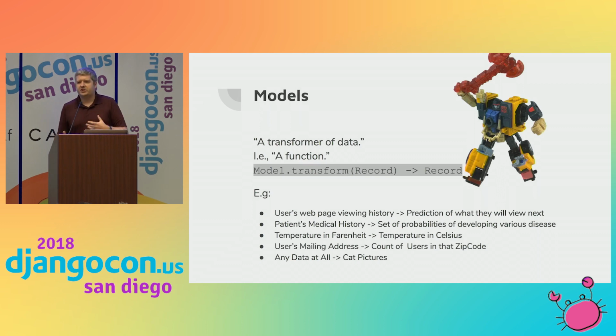So one of the core objects that you need to know about in Cranial is a model. If you get nothing else, you can think of a model as a pure function. A model transforms a record. If you're implementing a model, you only have to implement one method on that class. It takes in a record, it outputs a record.